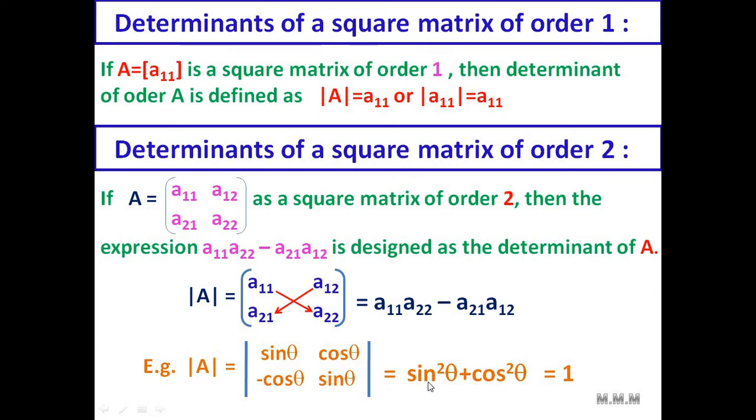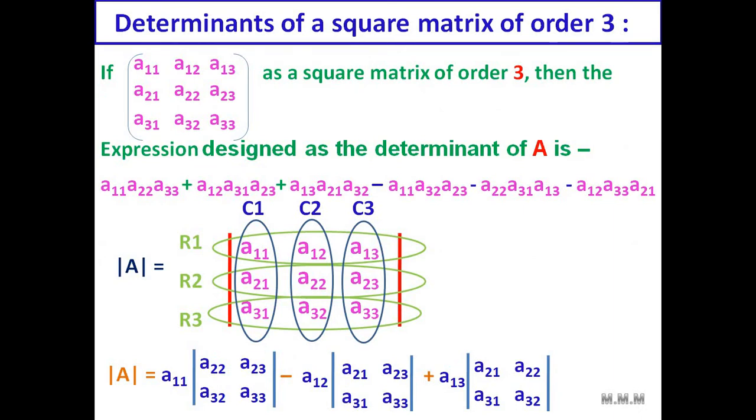One example has been given here. How can we associate a matrix of order 2 to a number? That matrix is sin theta, cos theta, minus cos theta, sin theta. It will be the same way: sin theta into sin theta, that is sin square theta, minus, again minus cos square theta, it becomes plus cos square theta. So sin square theta plus cos square theta is 1. So that is the way to associate a matrix of order 2 to a number. Very simple.